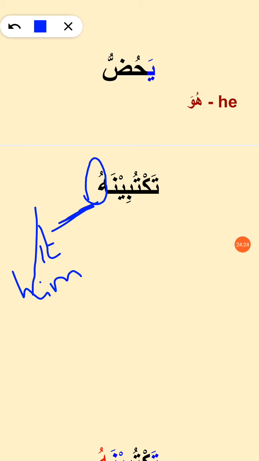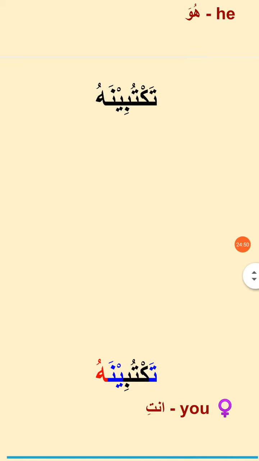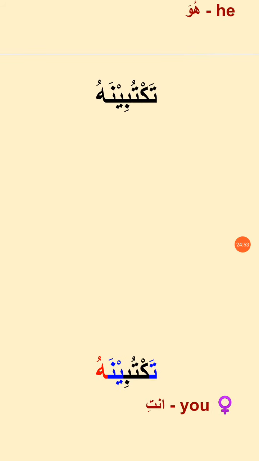All right, what do we have next? We have taktubina. So you have the first add-on as ta. Then you have the root letters kataba. And then you have the second add-on of ina. What does that tell you? What is the hidden pronoun, the hidden fail pronoun? I hope you're saying anti. Taktubina, who? She writes it.